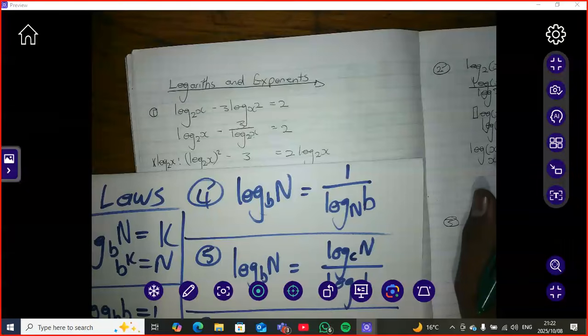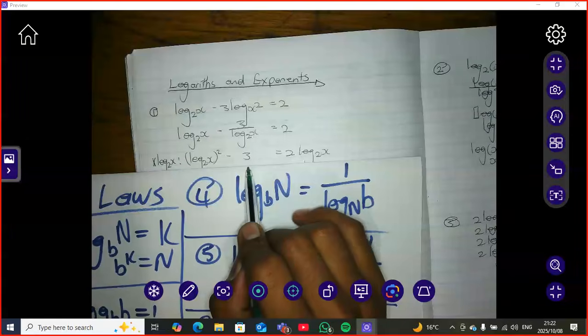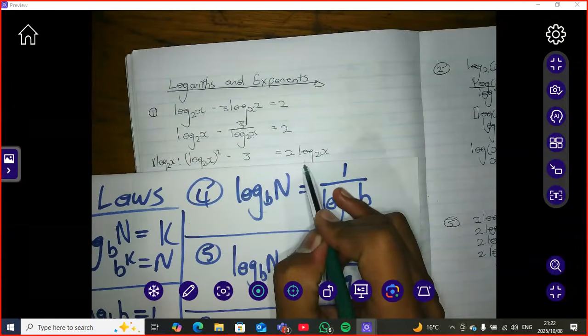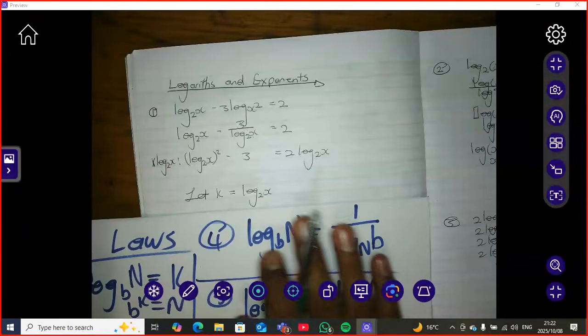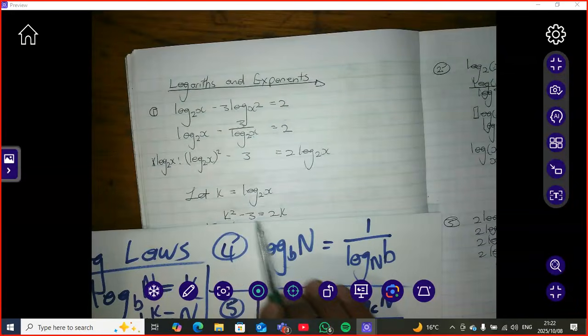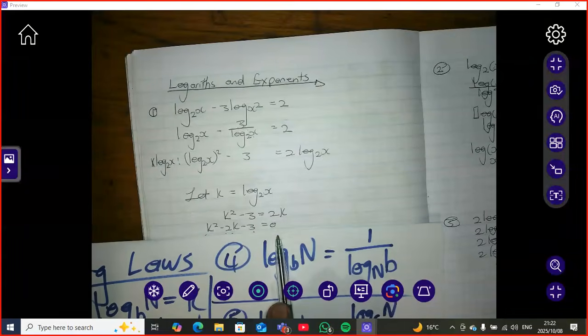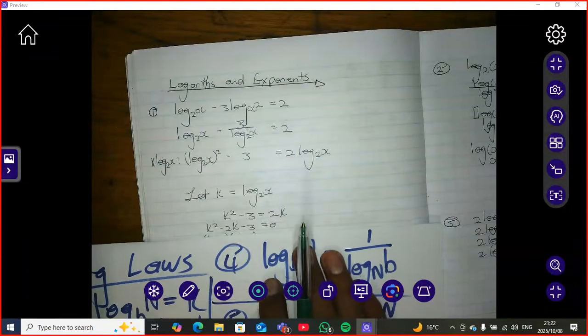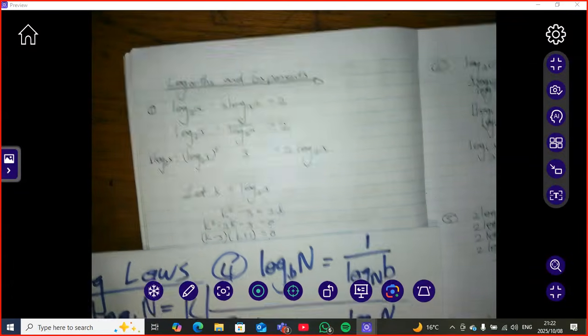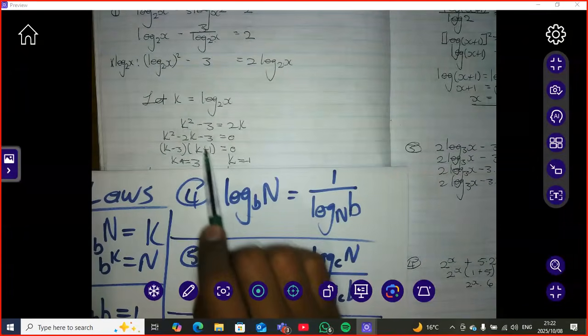What I do now is, to make my life simple, I use the k method. I substitute my k with log 2x. So I'm going to get k squared minus 3 minus 2k. There I put k equal to log 2x. There's k squared minus 3 minus 2k. I bring the 2k over, equal to 0. I factorize this: k minus 3, k plus 1. Then I get a value for k.